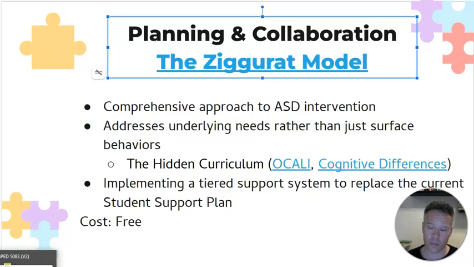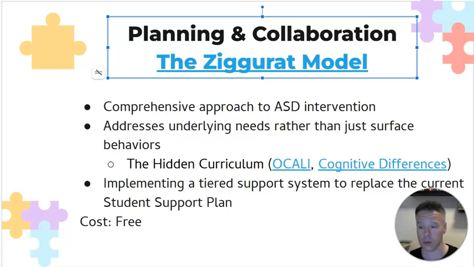The hidden curriculum addresses these kinds of needs, and part of the Ziggurat model would include having aspects of the hidden curriculum within it. So for people that are uninformed, an example would be knowing that when you're in the classroom and students are working, we shouldn't go and bother them. Or another one would be that when the bell rings, that means it's time to tuck in our chairs and go on recess.